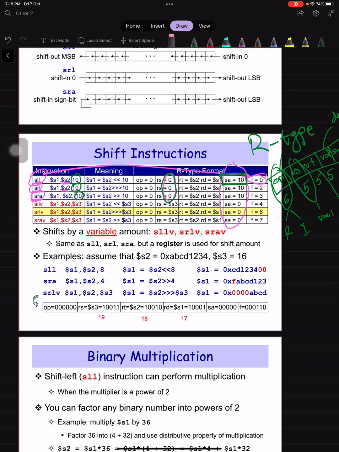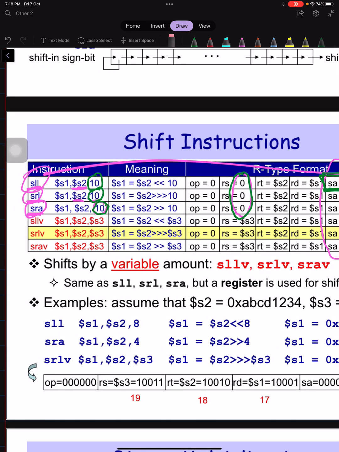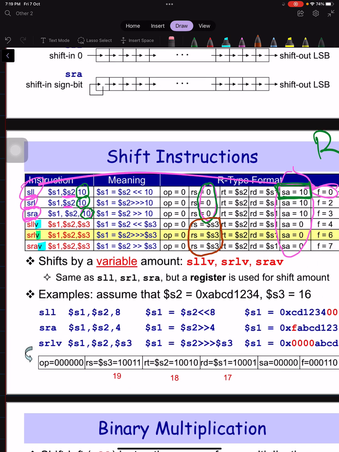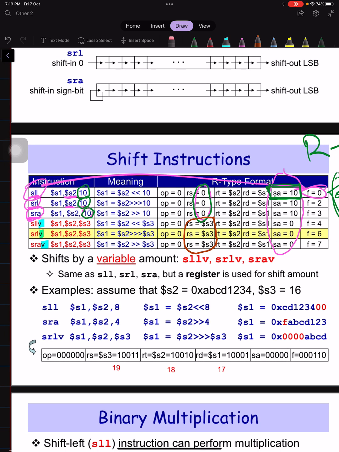Of course, for the ones after them, which end with variable V: shift left logical variable, shift right logical variable, shift right arithmetic variable. These are all variables. That's why we have to use RS. Why do we have to use RS? Because it is variable. We're going to access that and use it. The location where we put the answer is S1 always. Always we're going to put the answer in S1.